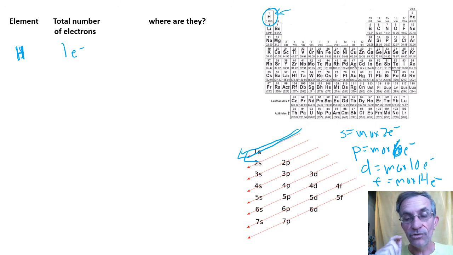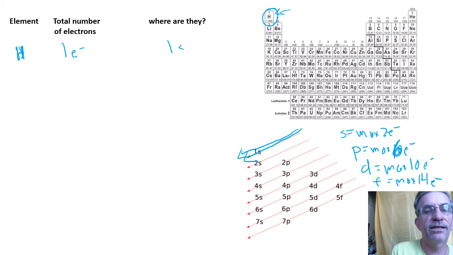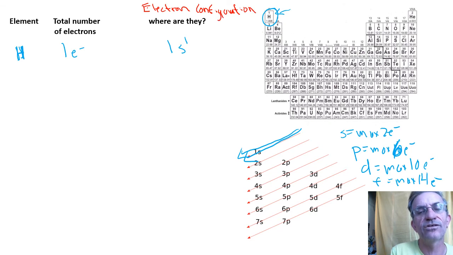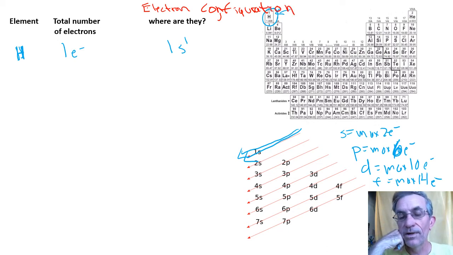So the way I would show you where it is, I would write something like this: 1s1. What the heck is that? Well, this is called an electron configuration. It's just a fancy way of saying, tell me where the electrons are. Electron configuration. All right. So it's basically a fancy way of saying where the electrons are in an atom.